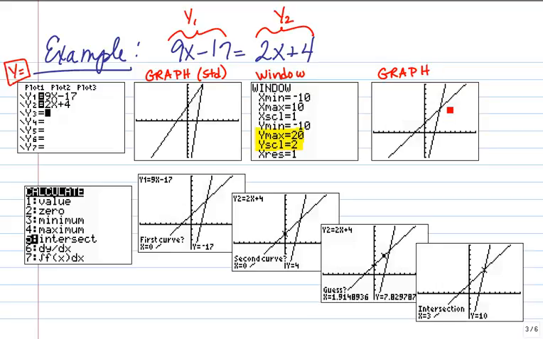Now what you want to do is find this point of intersection. To find that point of intersection, I'm going to go to second trace and choose number 5. Then it asks you first curve. You notice how when it says first curve, this is automatically done for you. If y1 is 9x minus 17 and y2 is 2x plus 4, you really don't have to even think about these. This is more important when you have more than 2 equations entered into the calculator. Then you would have to use the up and down arrows to scroll through the different equations that are graphed. But your first curve is 9x minus 17.